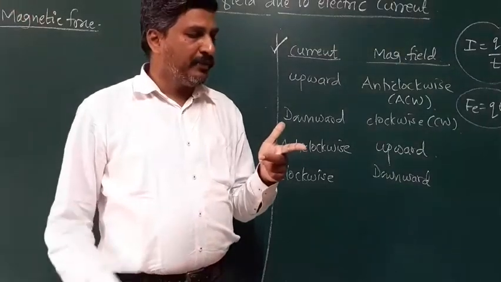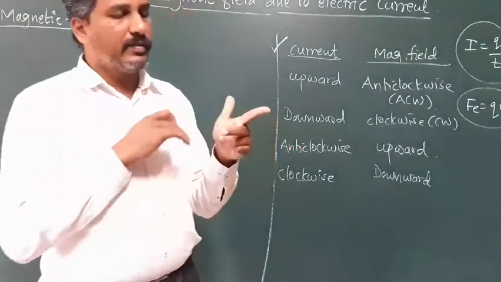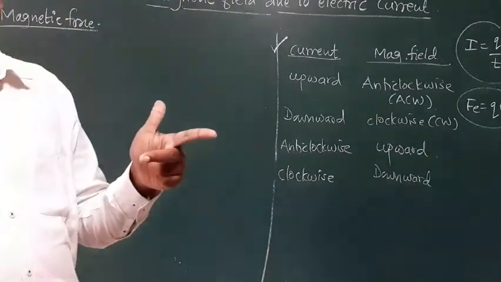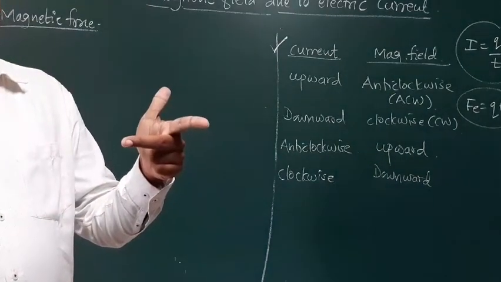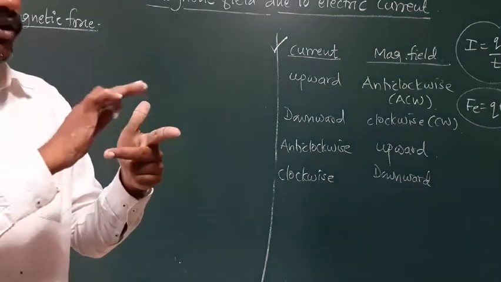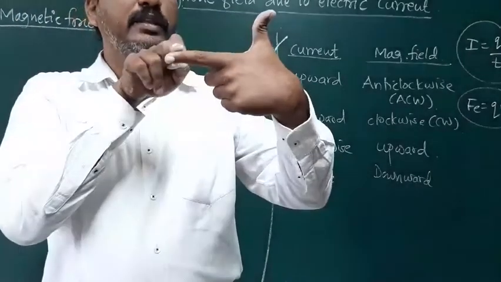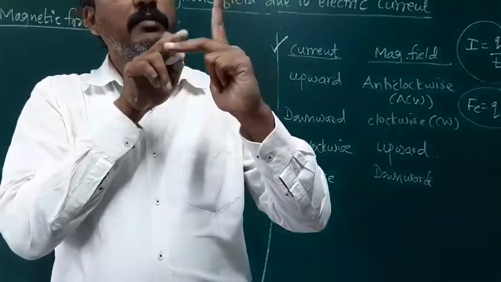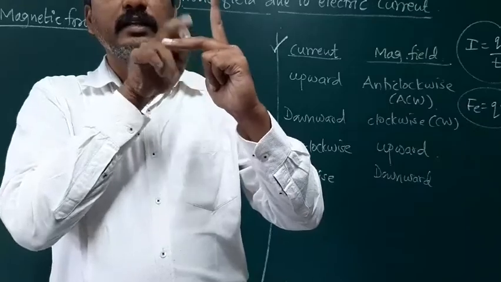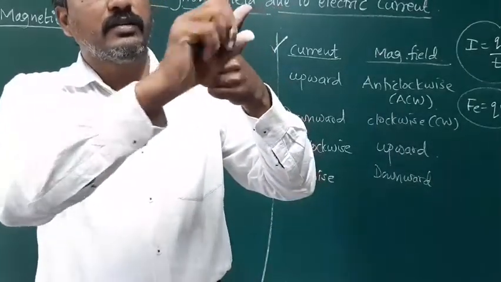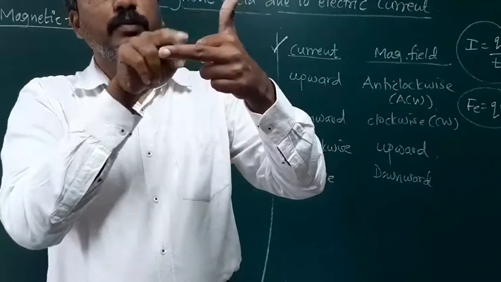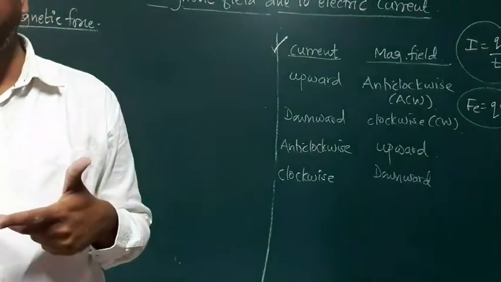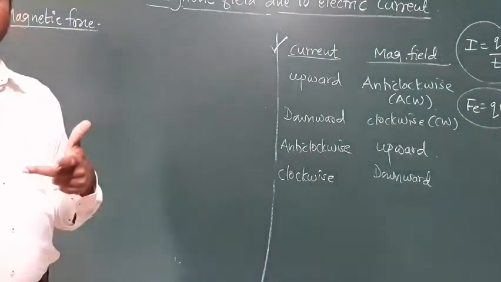It is very simple. Stretch the thumb, first finger and middle finger of the left hand in such a way that all are mutually perpendicular. Between the thumb and first finger there is an angle of 90 degrees, so both are perpendicular. The thumb and the middle finger are also at 90 degrees, and the two fingers are also at 90 degrees. All are mutually perpendicular.